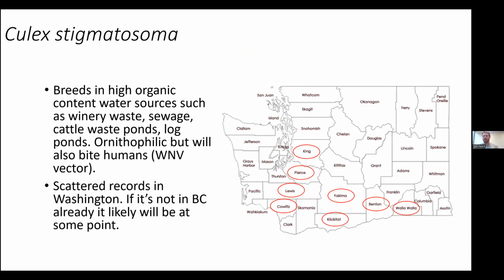And I'm just going to go through a few examples of invasive species that should probably be on our radar as I try to close out here. Culex stigmatosoma is a species that's native to the U.S. It breeds in areas of high organic content in water, such as winery waste, sewage, cattle waste ponds, log ponds. Sounds a lot like stuff that's present in the Okanagan, right? This species has scattered distributions in Washington. If it's not already in BC, it probably will be soon. It's not that far away, and as things warm up, this could certainly move farther north. It's a West Nile vector. It doesn't bite people very often, but it's really good at ramping up West Nile in bird populations.